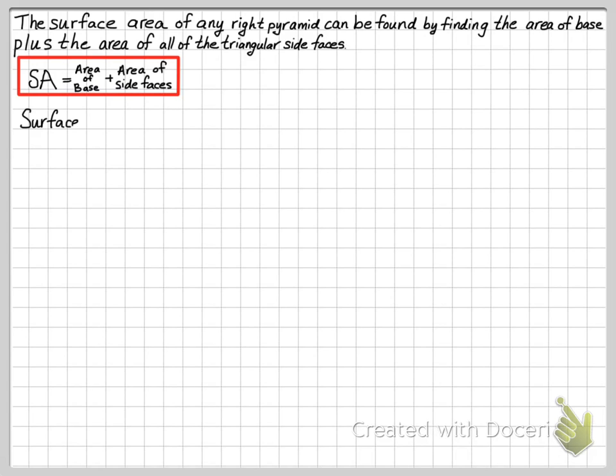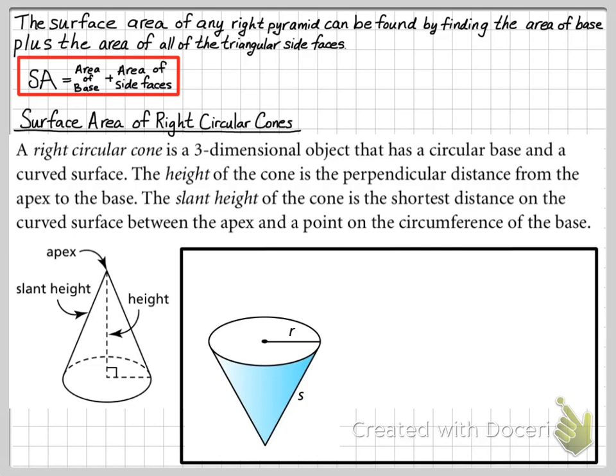Now, let's look at the surface area of right circular cones. A right circular cone, there's a picture of it there. This is a three-dimensional object that has a circular base and a curved surface. The height of the cone is the perpendicular distance from the apex to the base. The slant height of the cone is the shortest distance on the curved surface between the apex and a point on the circumference of the base. So again, down the side.